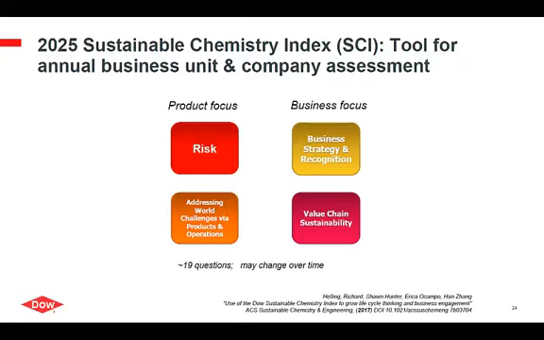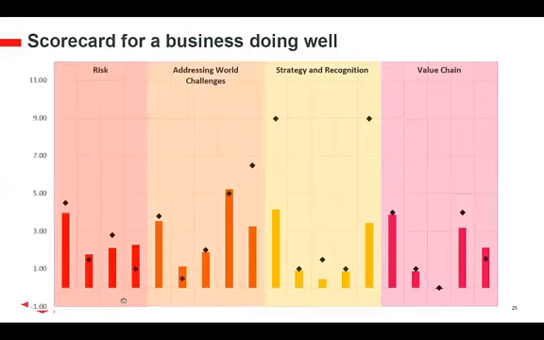One of the deliverables from the SCI team back to each business is a scorecard, shown on the next slide, which looks like this. An example from a business that is doing rather well. They see their score as the black diamonds versus the colored bars, which are the Dow average for the 19 questions grouped into the 4 themes of risk, addressing world challenges, strategy and recognition, and value chain. I've left off the long names or cryptic acronyms for each of the questions along the bottom just for simplicity. They have them published and are available.